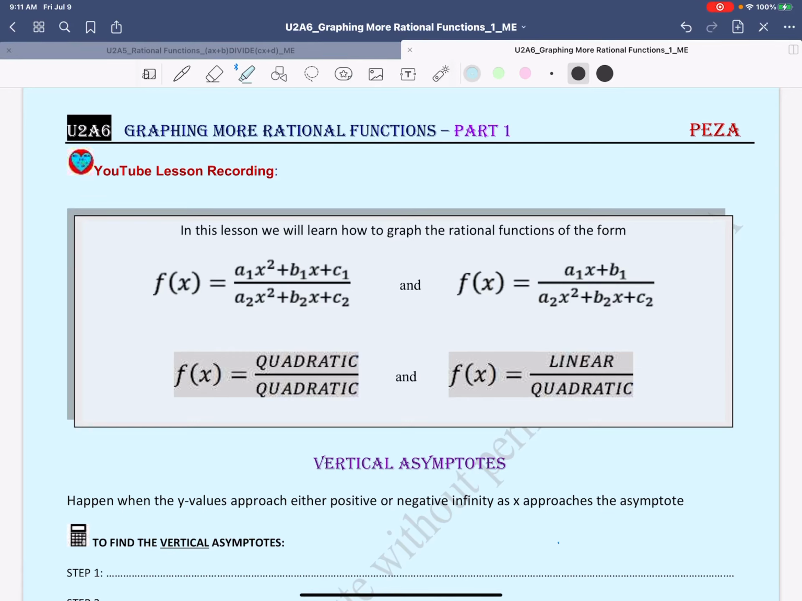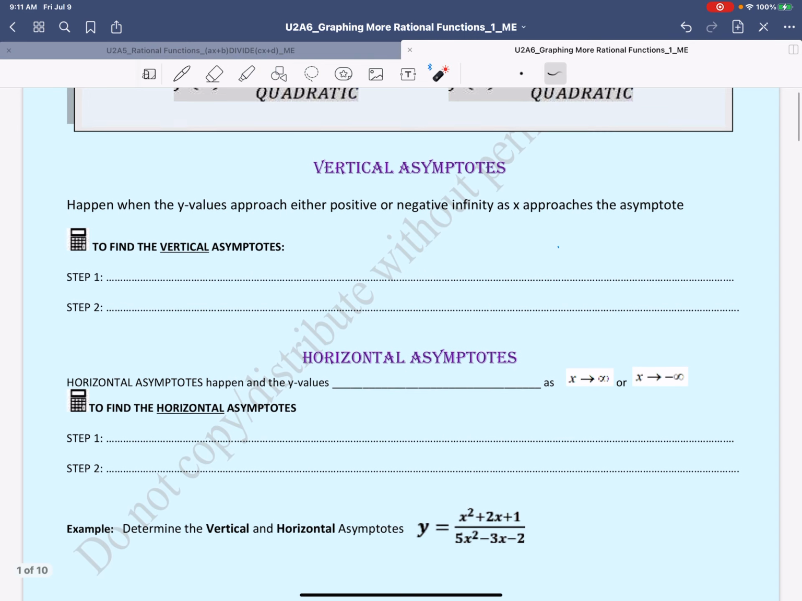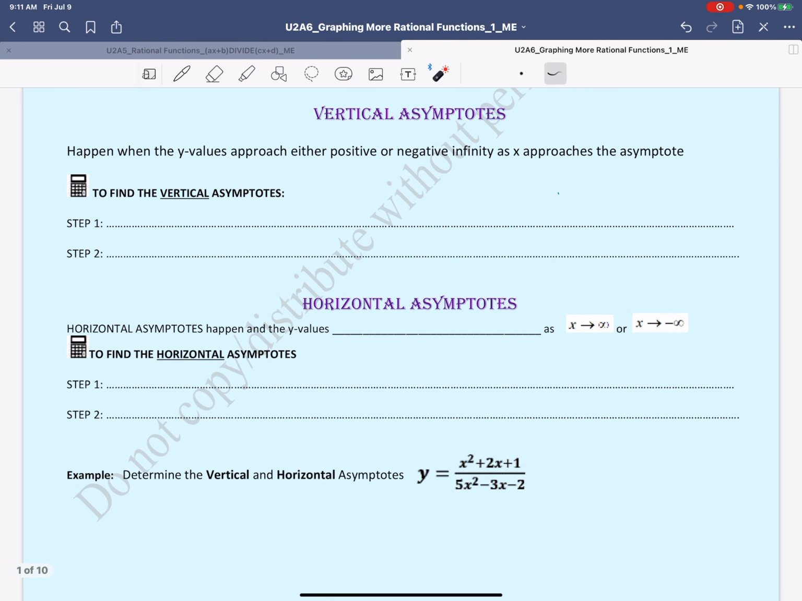Hello and welcome. In this lesson, we'll explore graphing more rational functions, and our focus will be on graphing rational functions of the form quadratic over quadratic or linear over quadratic. Remember that graphs of rational functions are shaped by their asymptotes, so let's recall one more time how we determine them. For the vertical asymptotes, we follow two very simple steps.